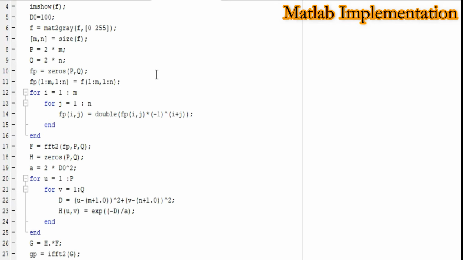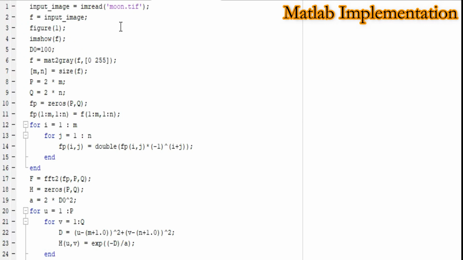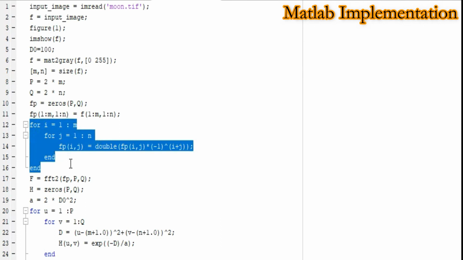So this is a MATLAB code for implementing the Gaussian low pass filter. First we read the image. Here I consider the moon image as the input image. Later I am setting the D naught value to 100. Then we scale the image into the range 0 to 255, that is f is equal to mat2gray, with values 0 to 255. Then this is the code for pre-processing for the filter, where the input image is multiplied by minus 1 to the power of i plus j.